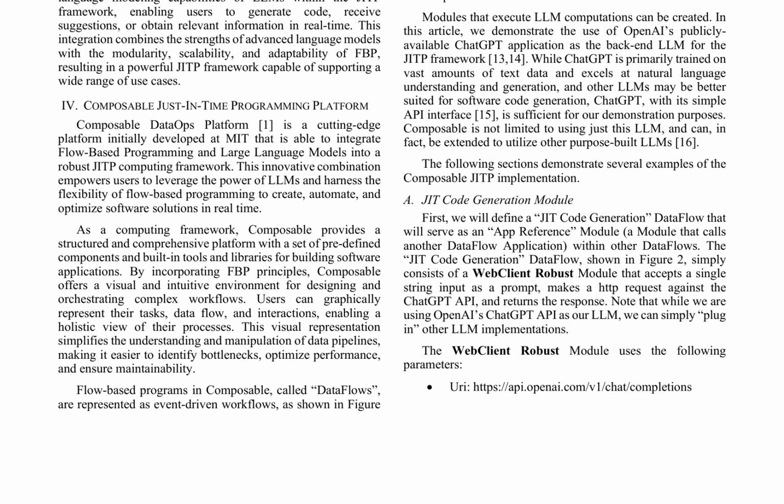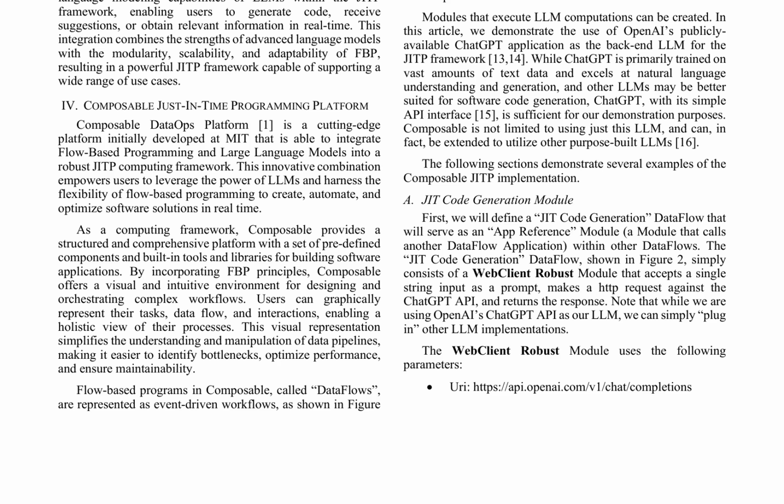A key component of this platform is the JIT code generation data flow, which serves as an app reference module within other data flows. This data flow consists of a web client robust module that accepts a single string input as a prompt, makes an HTTP request against the ChatGPT API, and returns the response. The web client robust module utilizes specific parameters, such as the URI for the OpenAI's ChatGPT API, and can be extended to utilize other purpose-built LLMs.